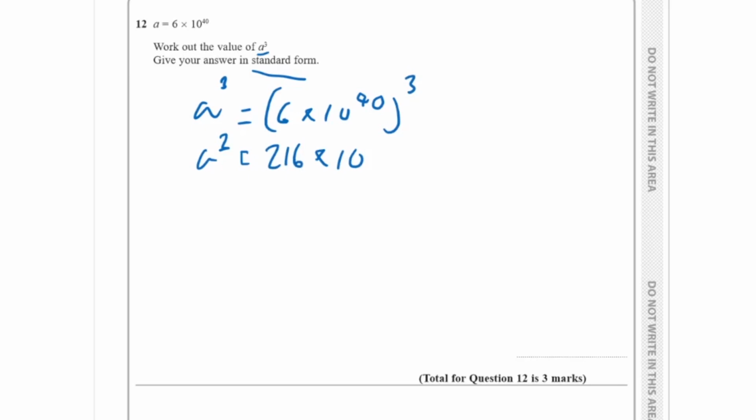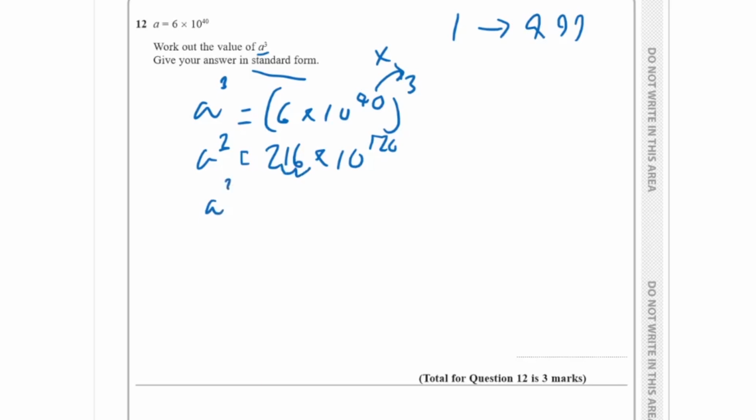Any power inside the bracket is multiplied with the power outside the bracket. So 40 times 3 is 120. But this is not standard form. Standard form is any value between 1 and 9.99. So we have to bring this down from 216 to 2.16. How do we do that?